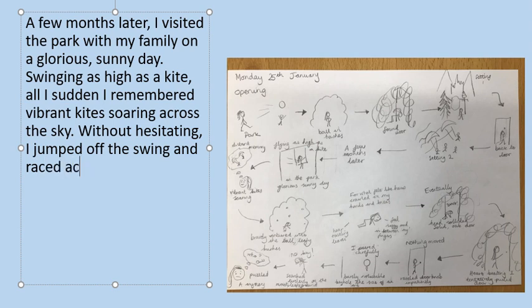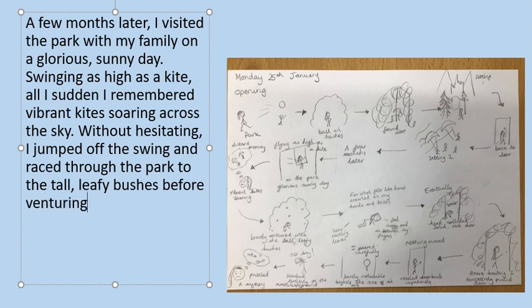I raced, I might say through the park, because I've already used across in my last sentence, and raced through the park to the tall leafy bushes. I've used another expanded noun phrase, and I've been thinking about my ambitious verbs as well. What I haven't used yet is an adverb at some point, so I'll be thinking about that and keeping that in my head. So without hesitating, I jumped off the swing and raced through the park to the tall leafy bushes before venturing. I might say there we go, bravely venturing, and then I've used an adverb as well, fantastic. Bravely venturing into the depths, there we go, into the depths maybe. Or I might just say bravely venturing into the darkness. I prefer that. There we go.